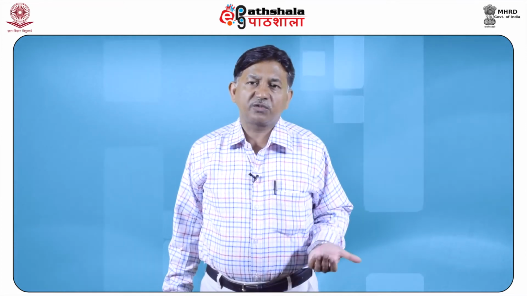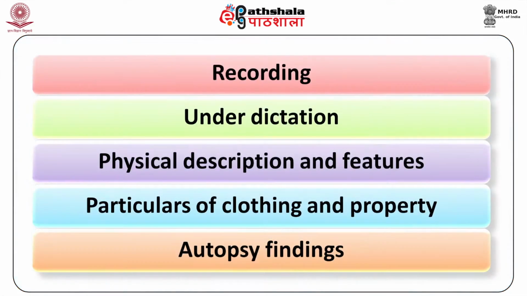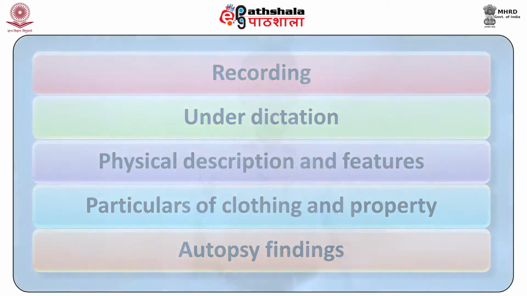The PM records officer only needs to mark the time and the name of the specialist involved on his checklist and indicate whether photographs and fingerprints have been taken. The PM records officer will be responsible for recording under dictation the physical description and features, particulars of clothing and property, and the autopsy findings.